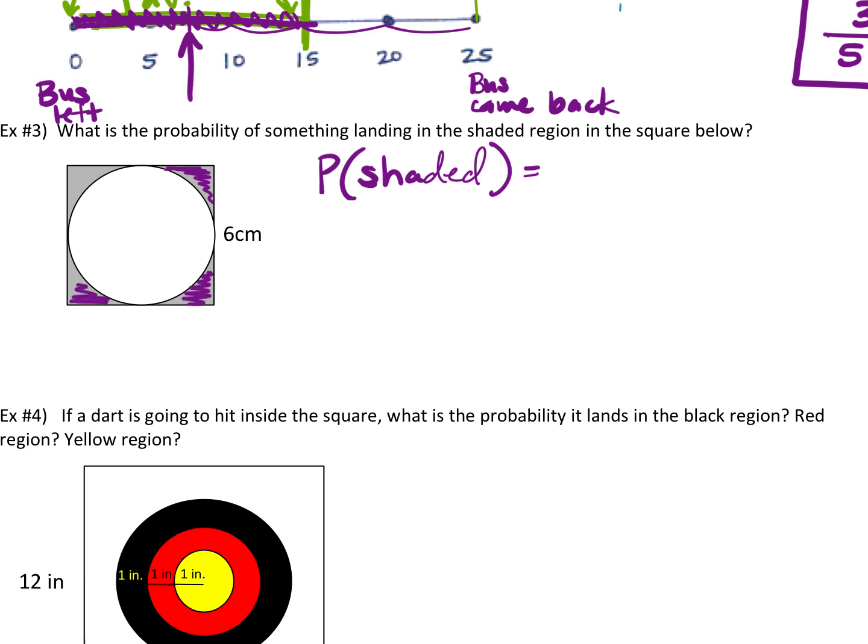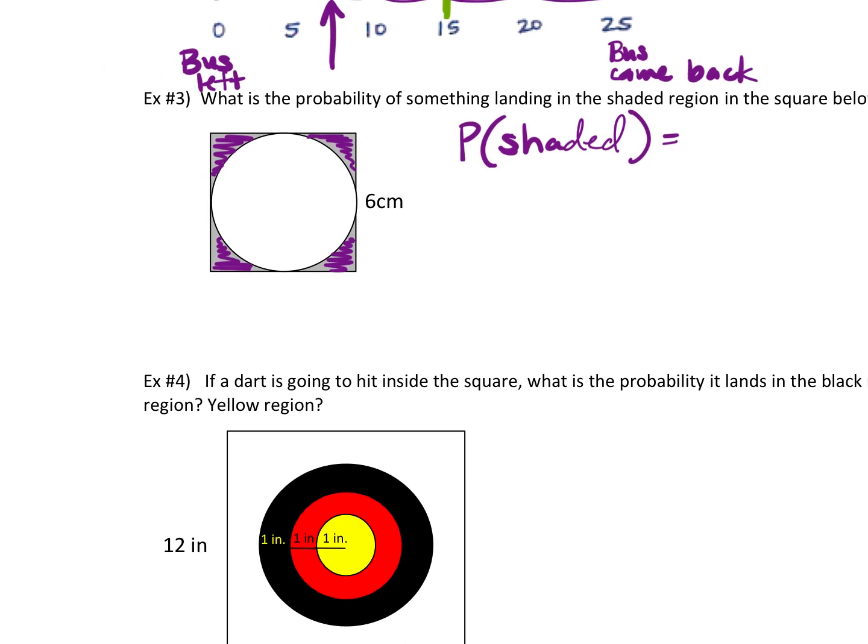Okay, now you have learned quite a few area formulas up to this point. What 2 shapes do you see there? A circle and a square. So the area of the square, let's start there. Can anyone tell me what the area of that square would be? 6. It's not 6.